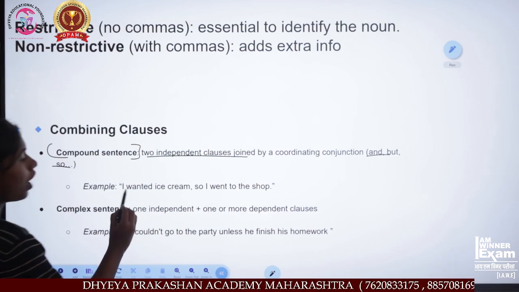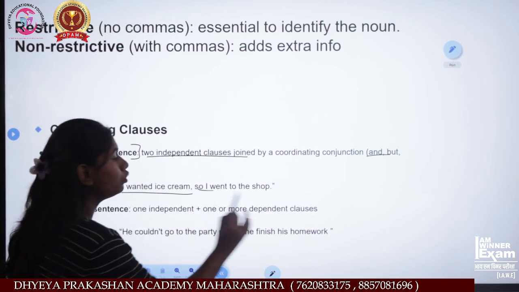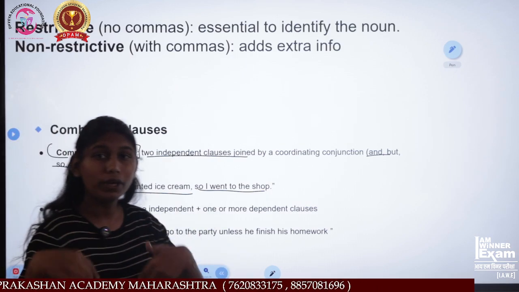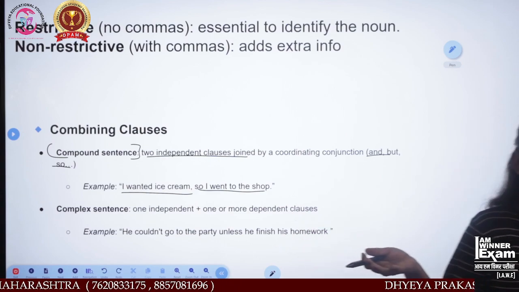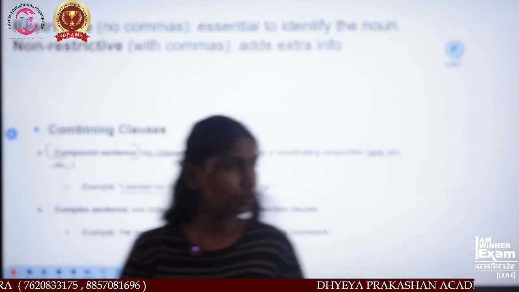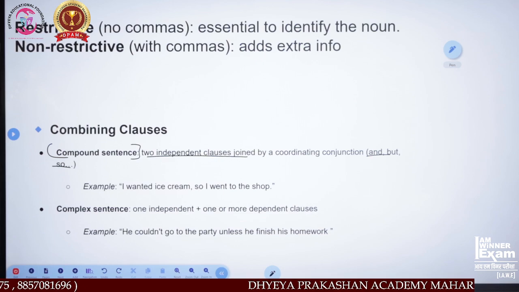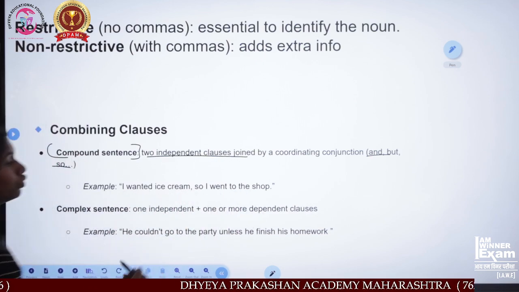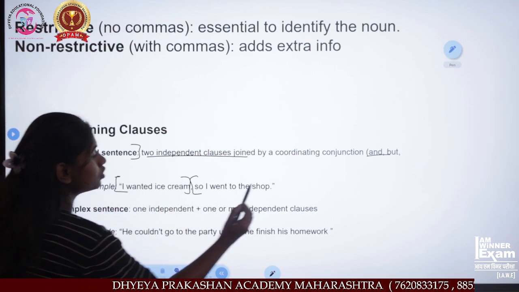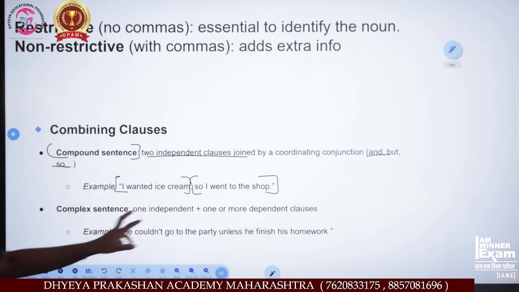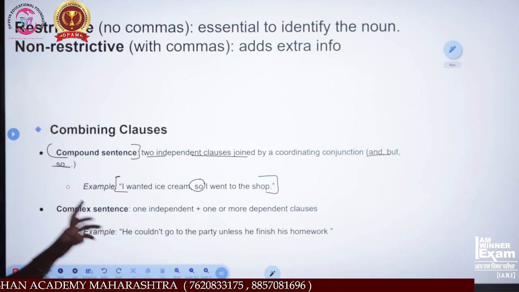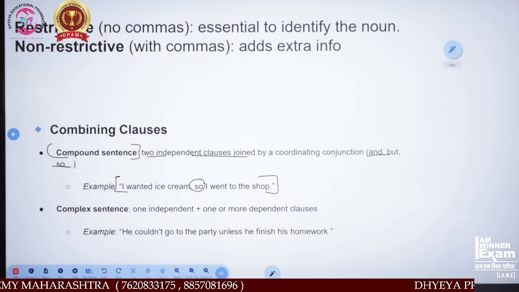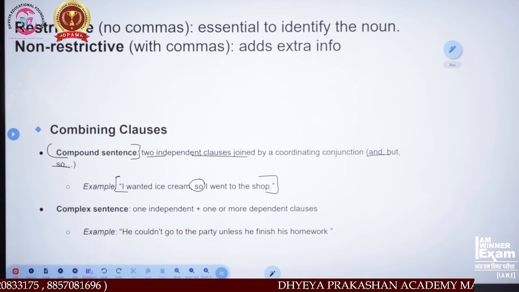For example, I wanted ice cream, so I went to the shop. If I don't want ice cream, then why should I go to the shop, right? Like this. I wanted ice cream, so I went to the shop. So this is your sentence 1 and this is your sentence 2. Now we combine both sentences with the word so. And, but, and so. So, here is so.